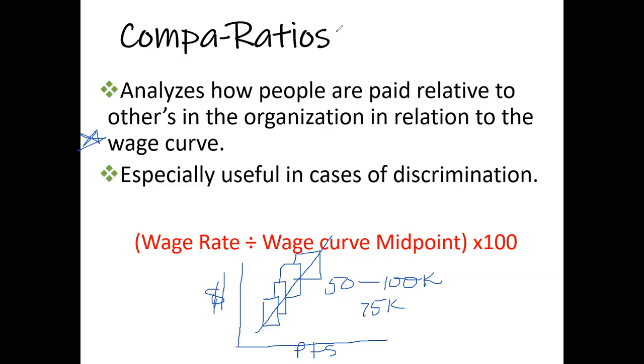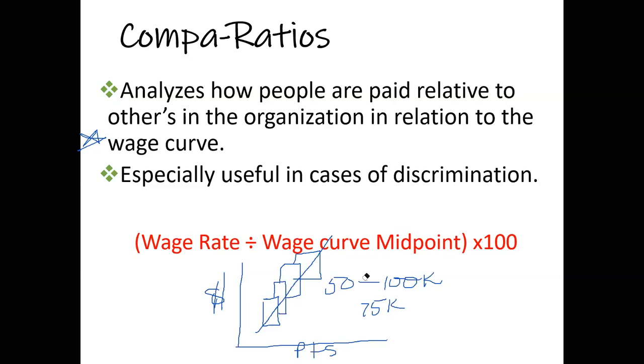Compare ratios want to understand where people are paid relative to the wage curve. This is all part of job evaluation. This is especially important should there be a claim of discrimination. So if somebody says, whoa, I'm being crazy underpaid, and it's because I am, fill in the blank, that is an allegation that warrants being investigated. So compare ratios are going to be calculated.